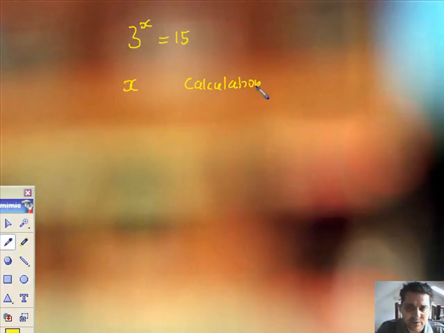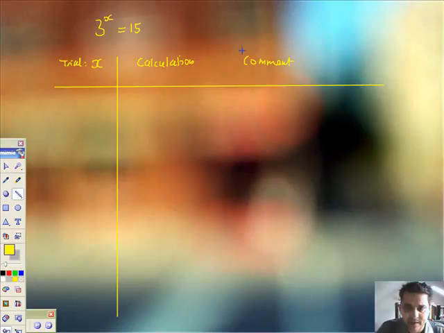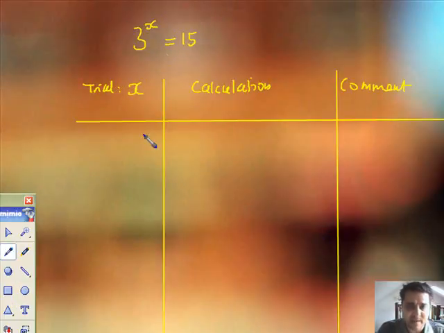In other words, we're going to do the trial. Here's our comment. So this is the trial for x, and this is the usual stuff that goes across there like that, and here we go. Alright, so where should we start? I started at x is 2 because I know that 3 squared is 9, and I need to start somewhere. So x is 2, so 3 to the power of 2 is 9, clearly too low.